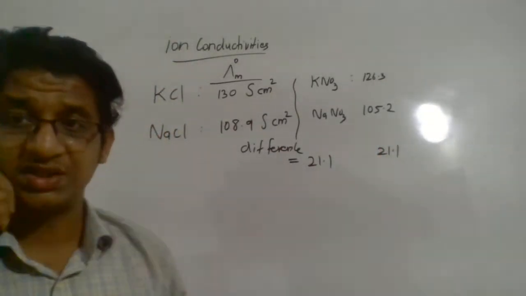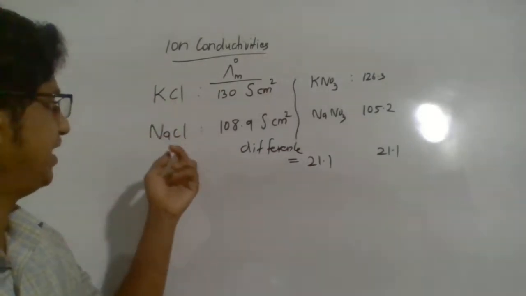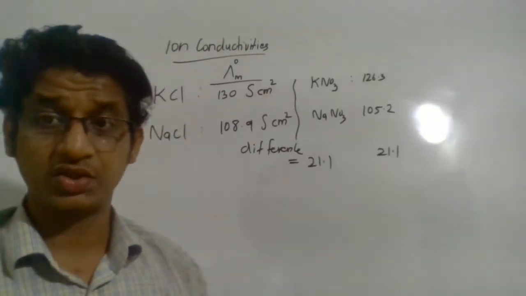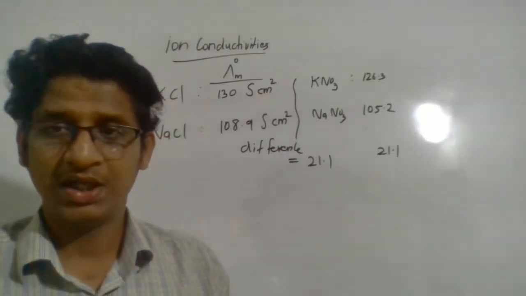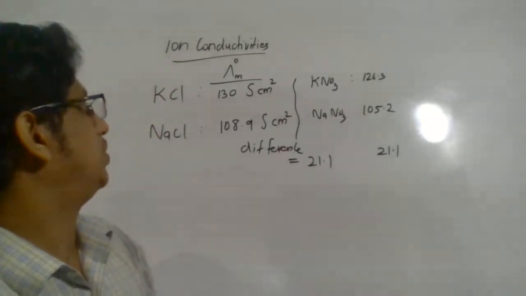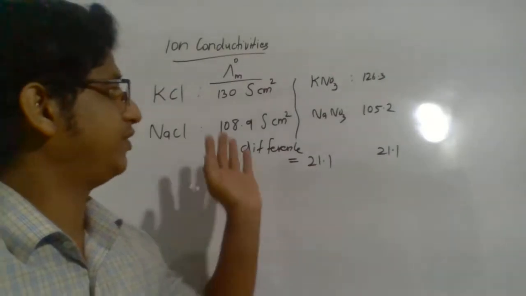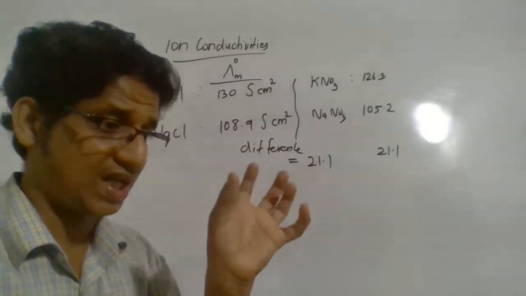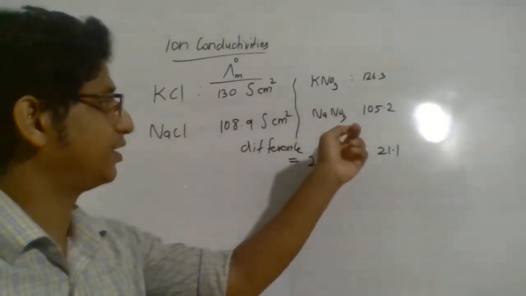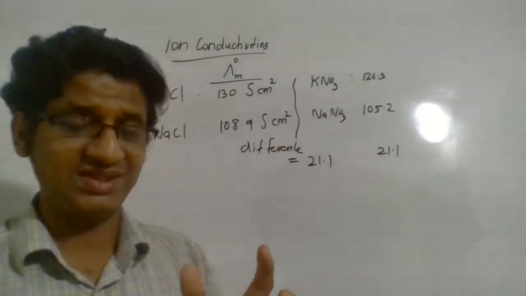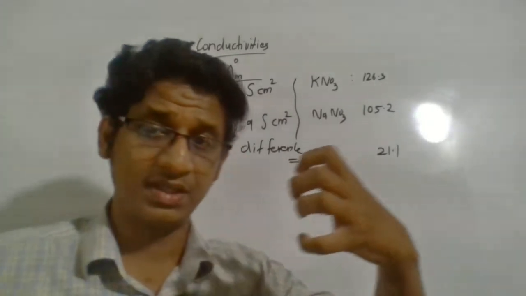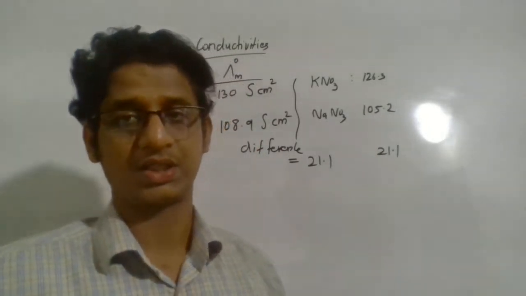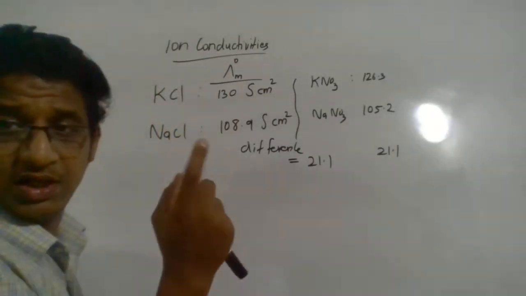That means the difference in molar conductivity of KCl and NaCl is 21.1. Similarly for KNO3 and NaNO3 it is 21.1. So what's the point you can get? Even though the anion varies, we saw change in molar conductivity, which suggests it is independent of which anion is present. Here it is chloride ion, here it is nitrate ion. So independent of which anion is present, a cation independently contributes to the molar conductivity. Similarly, anion independently contributes to the molar conductivity. So that's the case. Let me explain one by one.